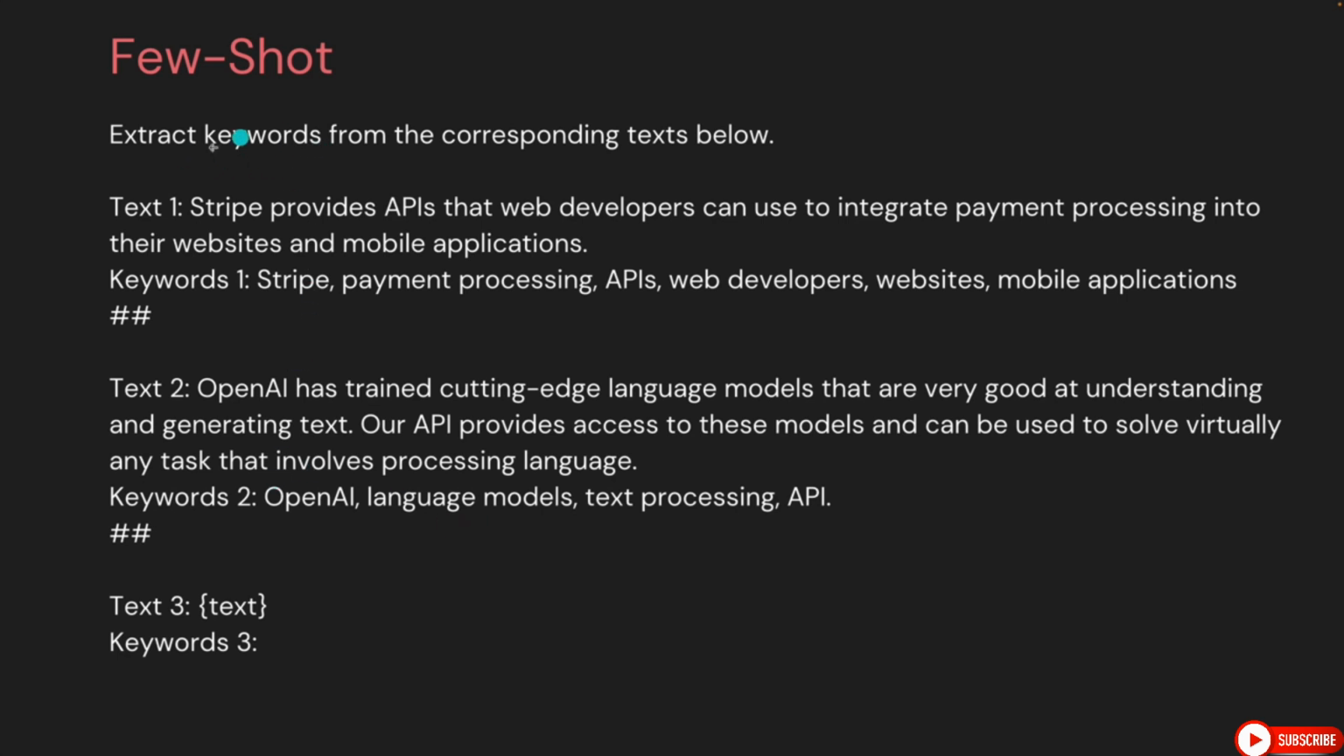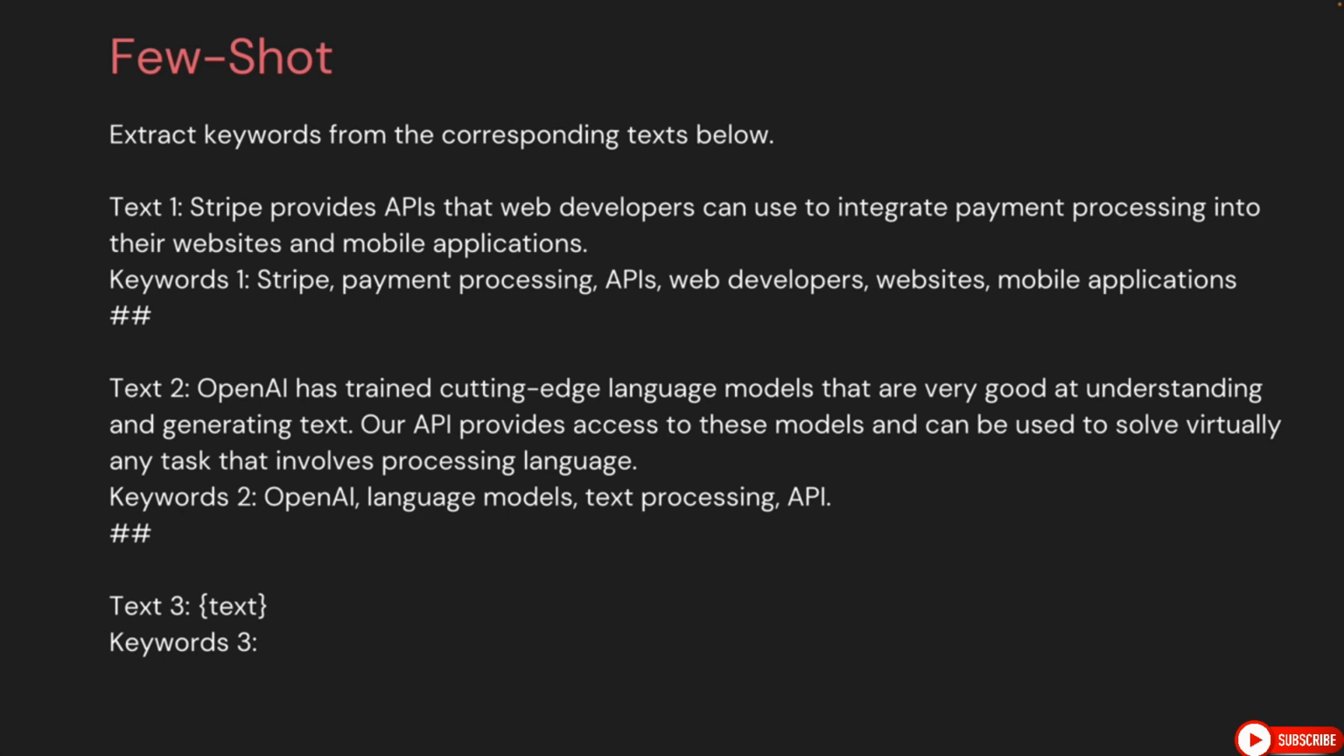So here's the same prompt in a few-shot approach. Extract keywords from the corresponding text below. We'll put text down here. It's not there right now. And then we give it an example. Here's our first example, and here's the keywords we would expect to get back. Here's our second example. Here are the keywords we expect to get back. Here's our third. Now you show us the keywords that we should get back, or complete those keywords for us.